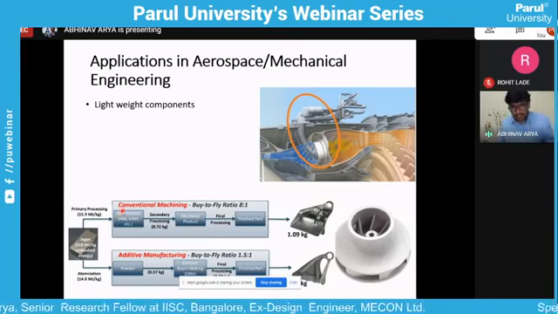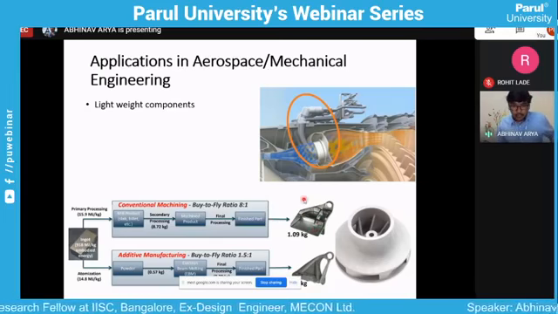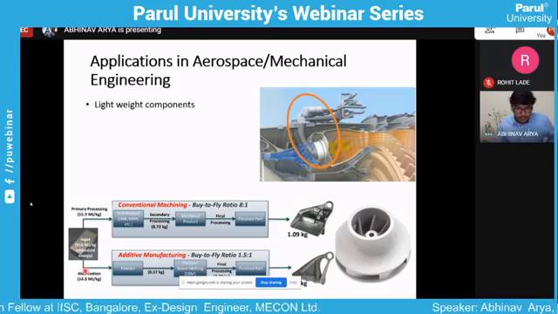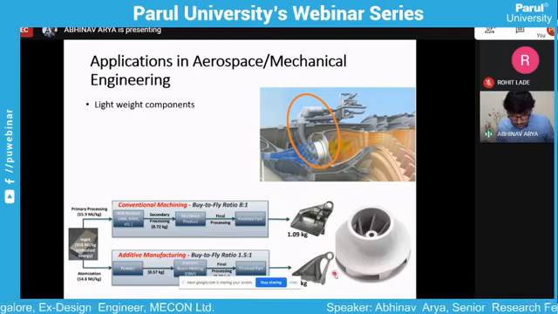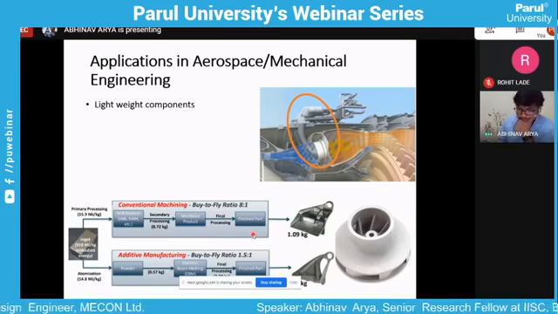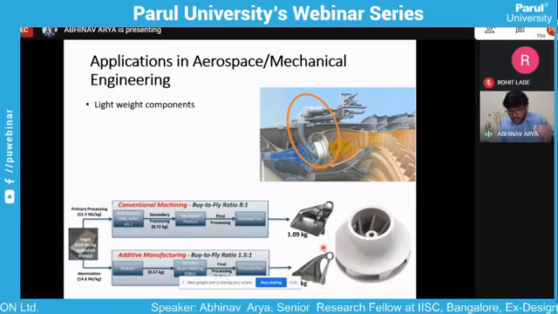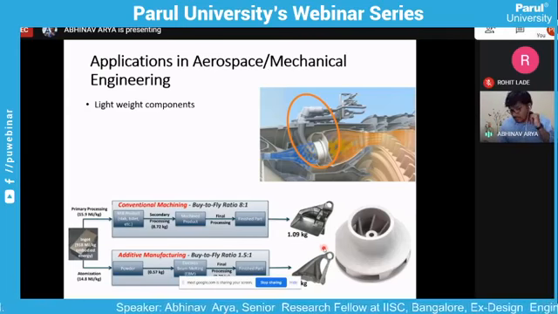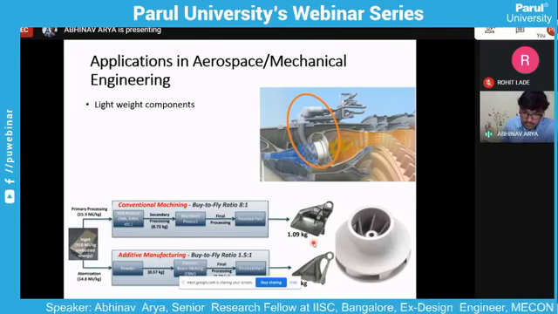Let's compare how the weight of the material will be. It will be around 1 kg, so I'll have a component of 1 kg. Whereas if I use the additive manufacturing route, I'll use the powder, and if I design using electron beam melting, this is a case study I'm showing, then the component that I get is only 0.38 kg. So you can see there's almost a 60% decrease in the weight of the material. This is very useful in the aerospace industry, because the weight of the material is reduced.